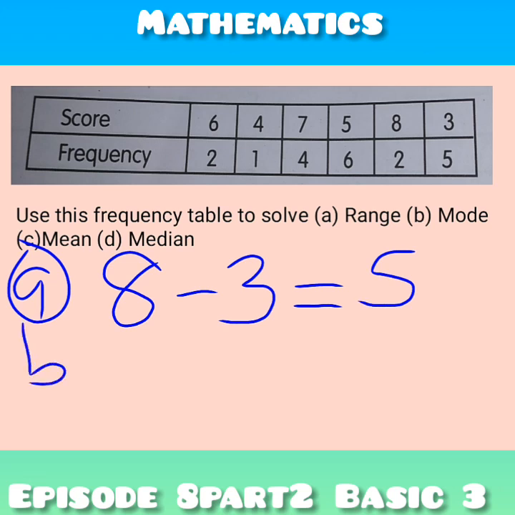Let's do B. What is the mode? What do we understand by mode? Mode is the one that occurs most frequent. What score was most frequent from the table, and that score is 5. So the mode is 5. The most frequent score was 5. In other words, 6 people got 5 marks. And that was the most frequent score.